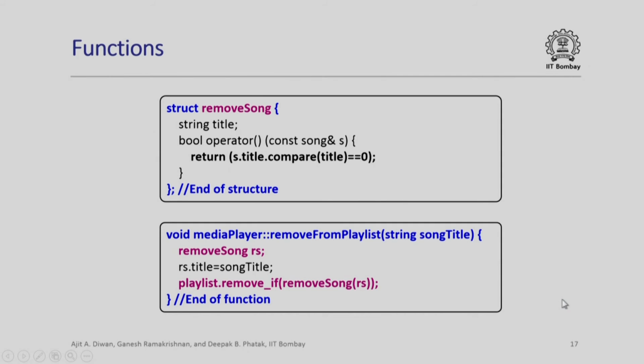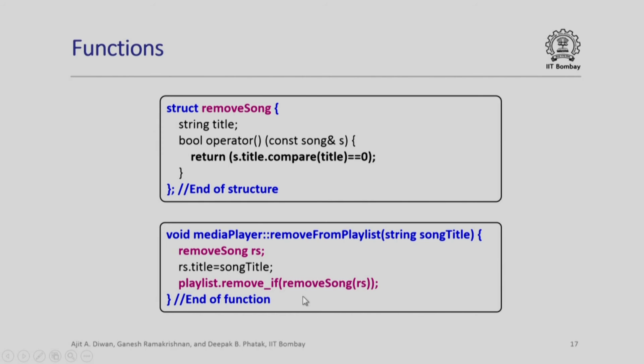We will now see how a particular song can be removed from the playlist. The main function here is the remove from playlist, which will take a string which is the song title. Now, what we are doing is, given the song title, will assign it to rs dot title, and then we will use a predicate which is associated with the particular list. So, playlist dot remove underscore if is a predicate.